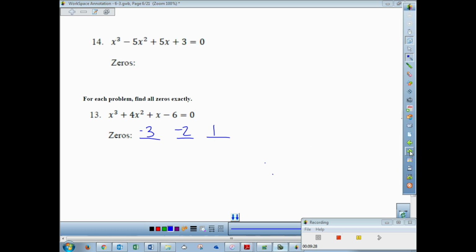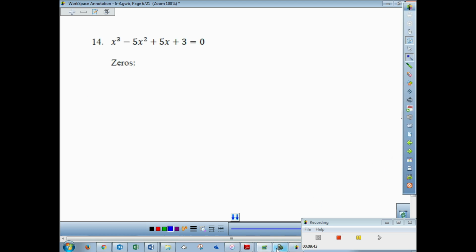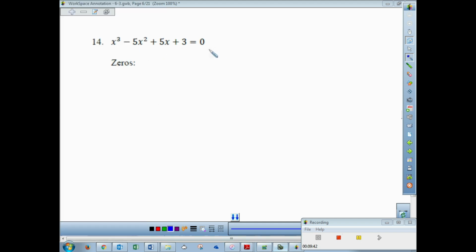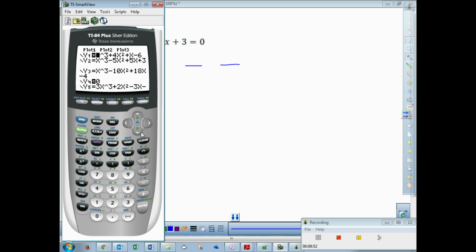Cool. Let's jump to 14, which is the next problem, and let's graph it. First of all, how many zeros are possible? There are how many? 3. Whatever degree you are, that's how many zeros there are. So let's graph it. And you just zoom 6 on it, and you're looking for rational roots.